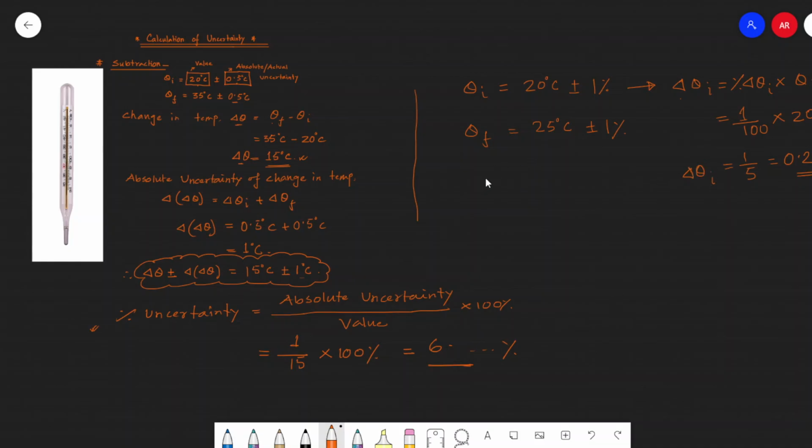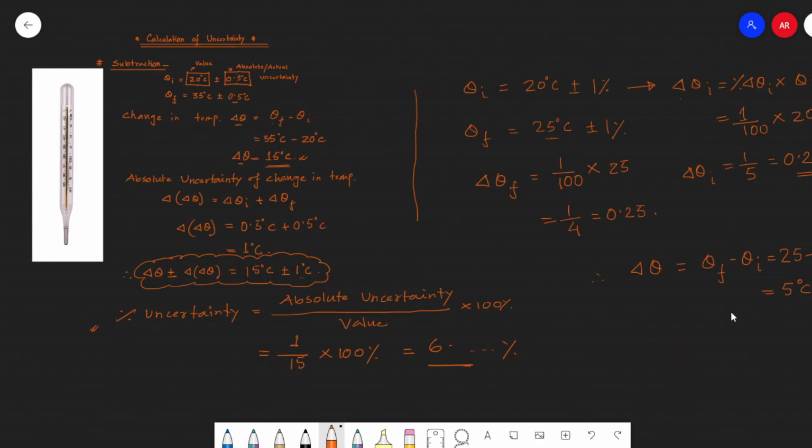Similarly, if we want to find out the absolute uncertainty of theta F, it is 1 over 100, that is percentage uncertainty of theta F multiplied with the value of theta F, which is 25. So it becomes 1 over 4, which is 0.25. So now to find out the change in temperature, the change in temperature is theta F minus theta I, which is 25 minus 20, means 5 degrees Celsius.